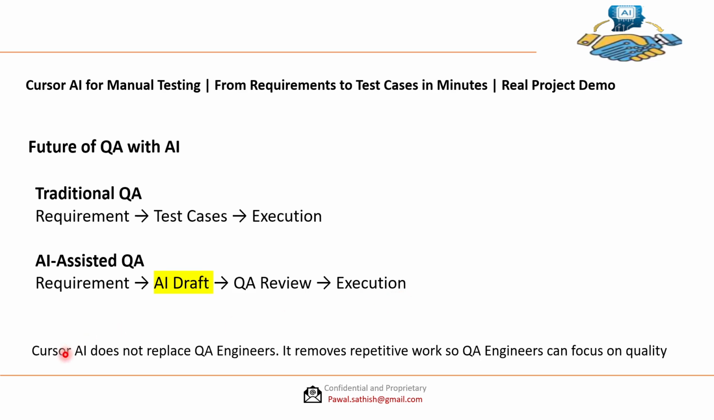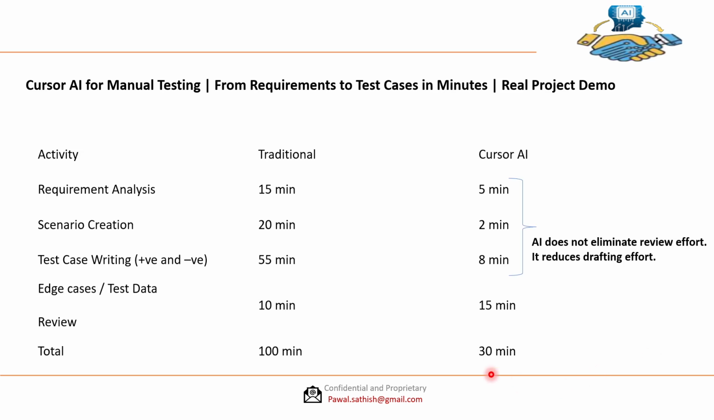And remember, Cursor AI does not replace QA engineers. It removes the repetitive work, so QA engineers can focus on quality, and it saves them around 70% of the effort. Using Cursor AI, everything we have completed in 30 minutes, whereas earlier it was taking 100 minutes. That way we saved 70 minutes, which is approximately 70% of the QA effort.